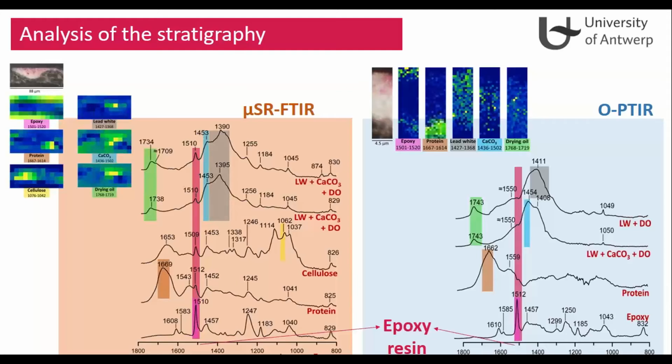However, in O-PTIR, this band is not present in all the spectra we collected, and this is because the spot size was way smaller, and we could easily select areas which are only inside the sample. So we could observe the spectra of, for instance, the linseed oil, a drying oil, with a pigment without the interference of the epoxy resin. Having less overlapped spectra helps interpretation. So this was a very interesting point for us.